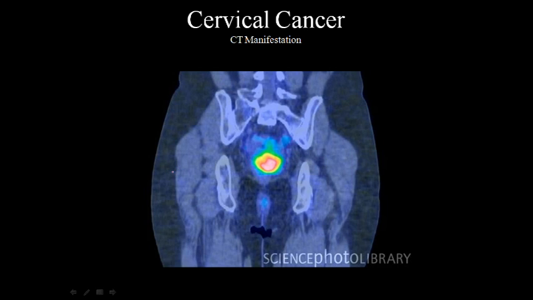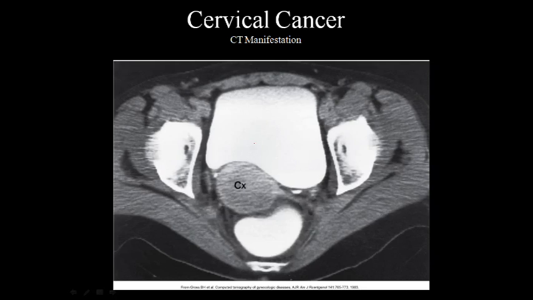Okay, this is a PET scan. I noticed that we have a hot spot here. And because we have a hot spot there, that really means that there's a high metabolic activity. And because there's a high metabolic activity, that really means that this is a very concerning area, because there should not be a high metabolic activity there. And so that can be suspicious for cervical cancer.